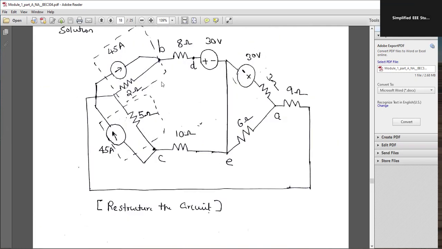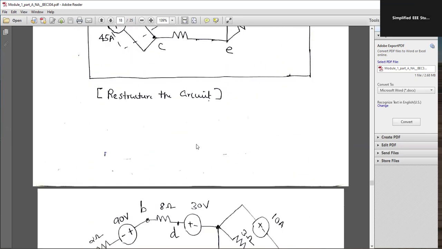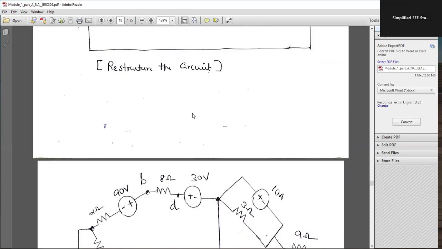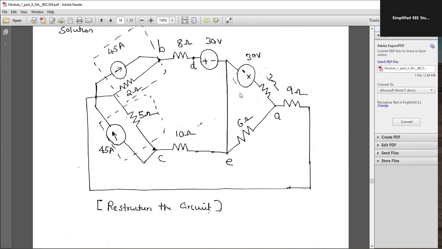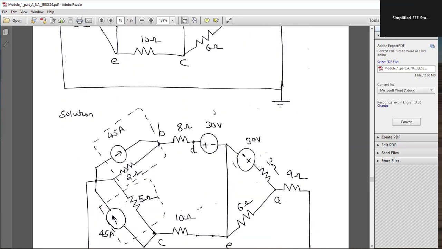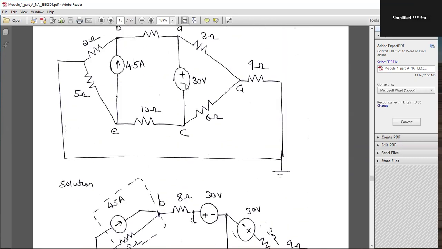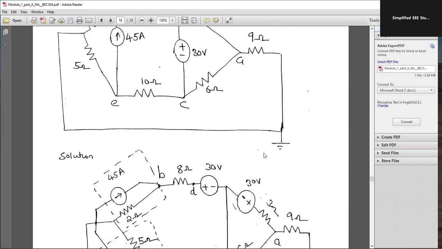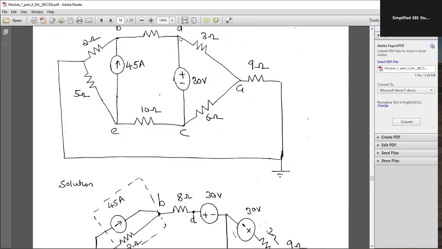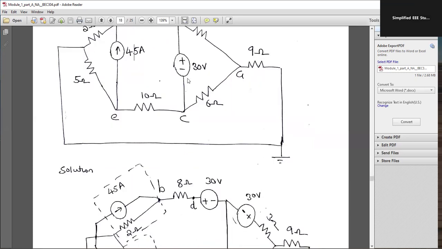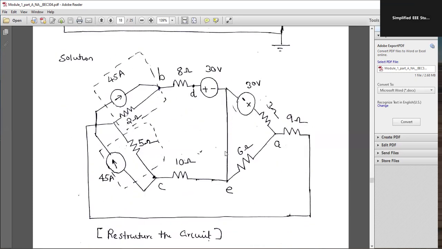Then the remaining I kept as it is, that is 8 ohm and 30 volt. Similarly, on the bottom side only 10 ohm. On the other side, here also I am going to do one adjustment. This 30 volt I am going to connect in the first portion: 30 volt in series with the 3 ohm. Here that 30 volt is common. Therefore, I am going to do source shifting. I am going to keep the 30 volt in another branch, so this particular branch will be left empty.